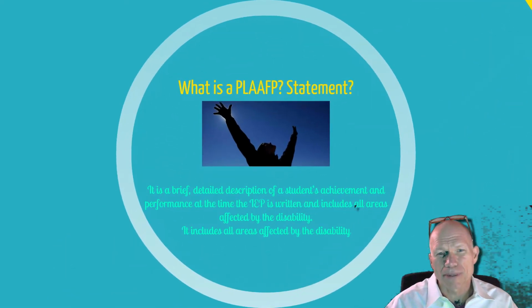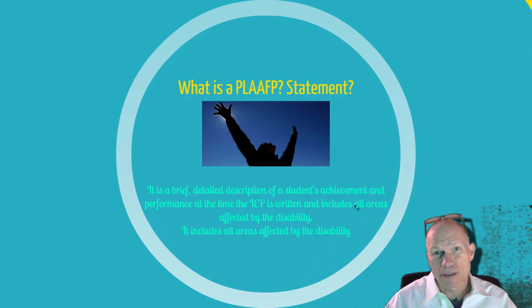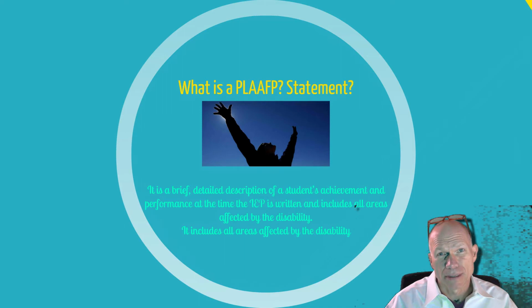The PLAAFP is a statement that's written in the IEP that describes the student's current level of performance, and it's based on what is in the PLAAFP that the objectives in the IEP are written. And we'll talk about 4 important pieces of a PLAAFP.